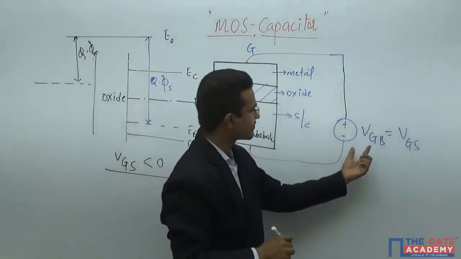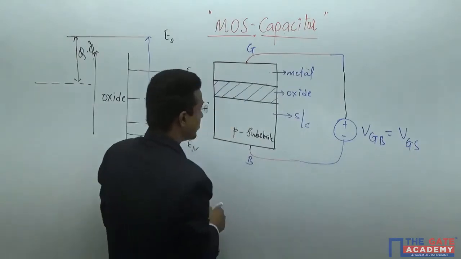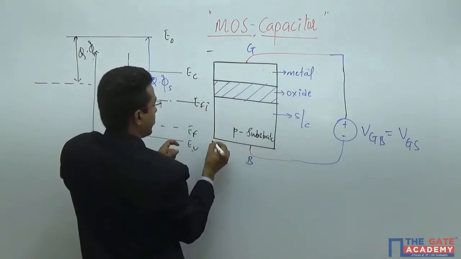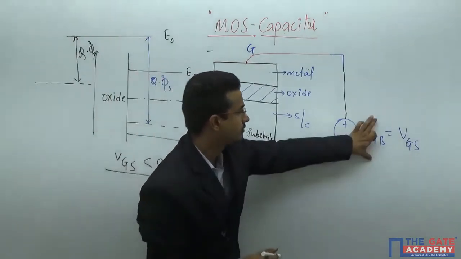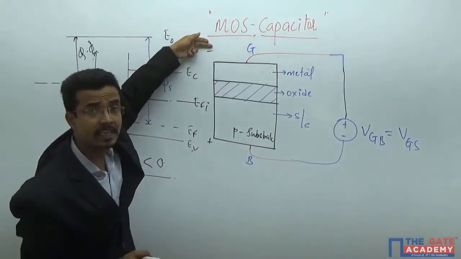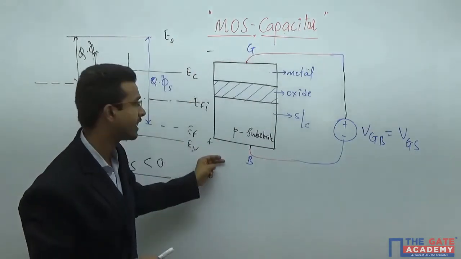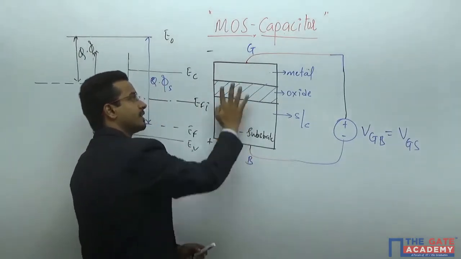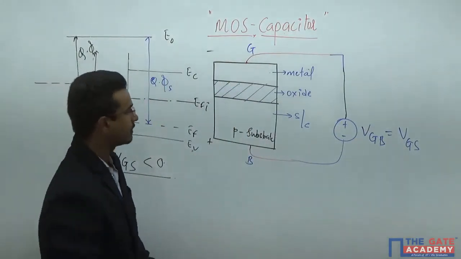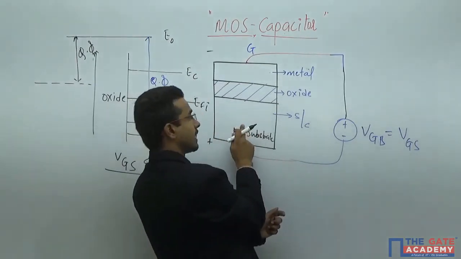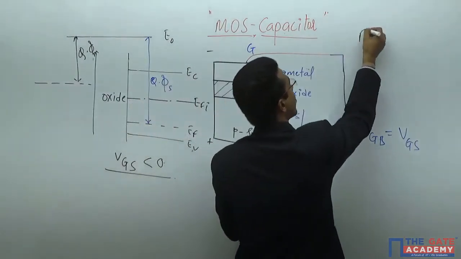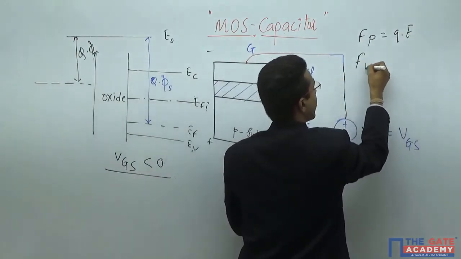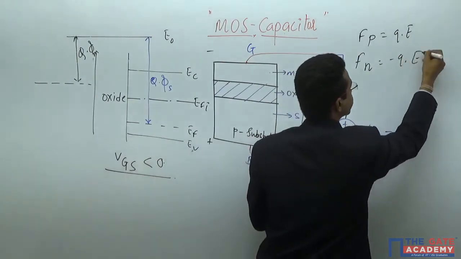If this VGS is less than 0, the electric field direction will be like this, because the potential will be like this. If VGS is negative, that means the gate voltage will be at lower potential than the body terminal. So the electric field direction will be this. If the electric field direction is upward, then the force on the holes and the force on the electron is Fp equals Q times E, and Fn will be minus Q times E.